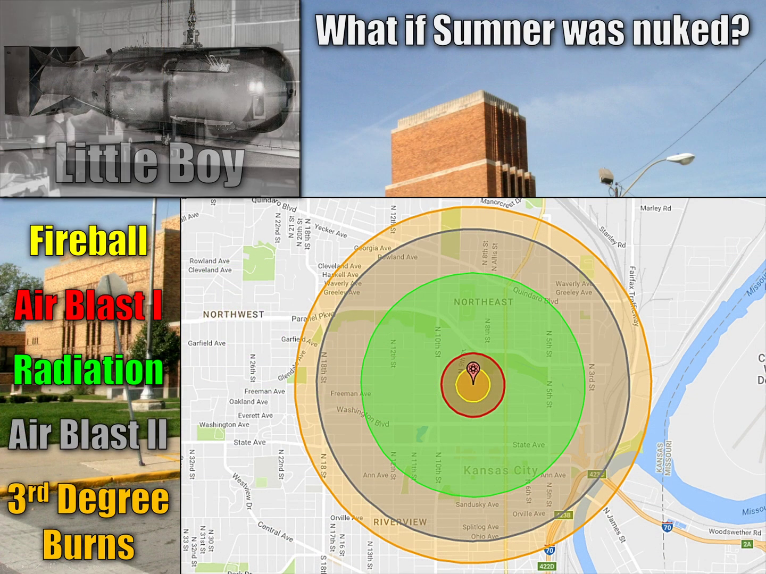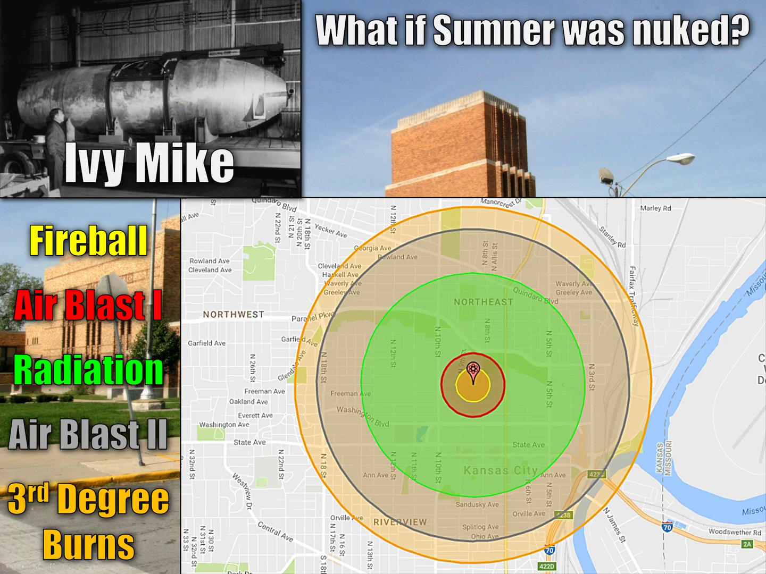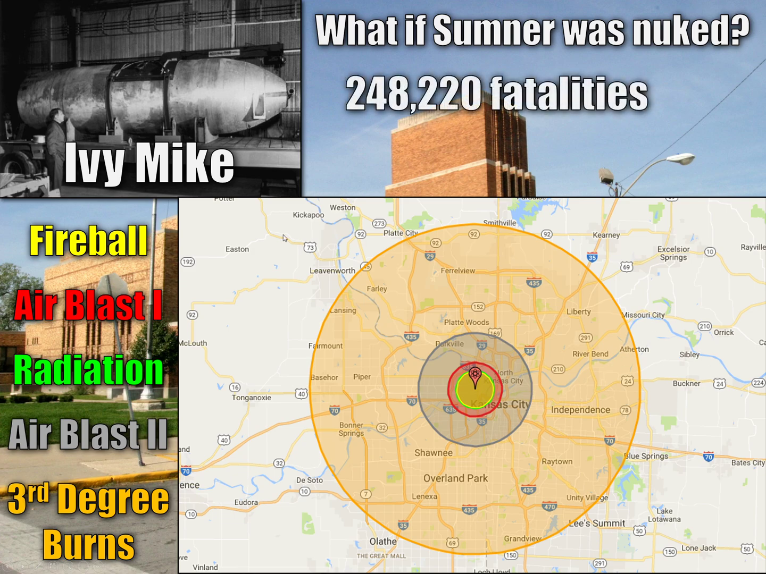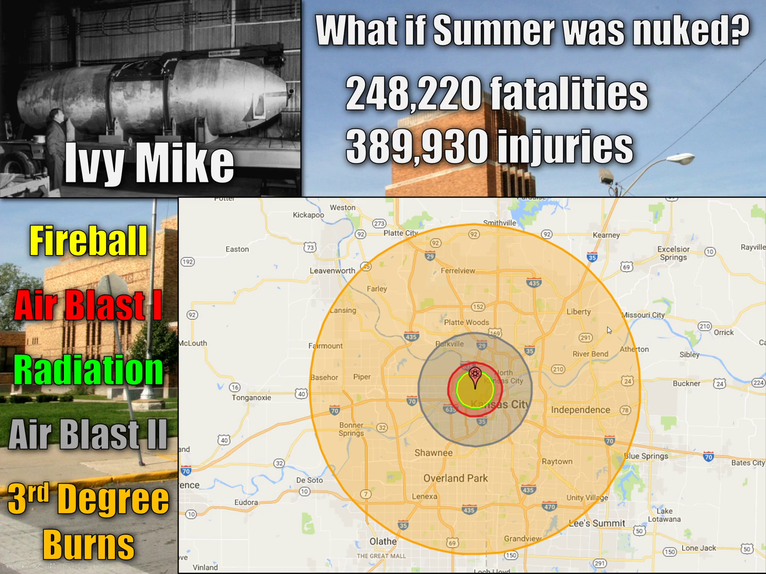This is what would happen if we dropped Ivy Mike, which was the first fusion bomb, on Sumner. And you can see that that area of destruction is just ridiculously amplified because we're not just using fission anymore, but we're also using fusion. And fusion per kilogram is way more energetic. But remember, it's two bombs. It's a fusion bomb and a fission bomb. So it's just massively destructive. Ivy Mike, the largest bomb the United States ever developed, would cause 248,000 fatalities and 389,000 or 390,000 injuries.